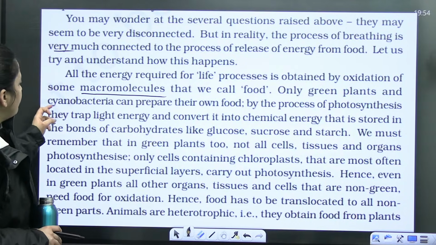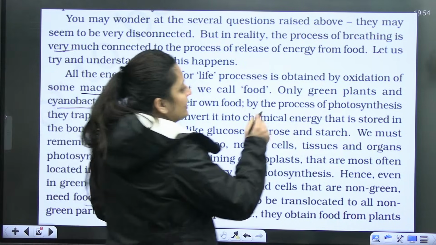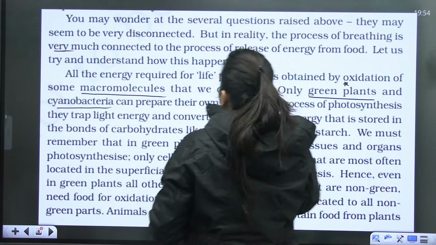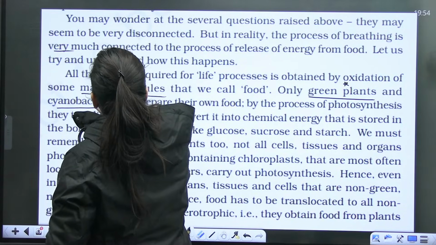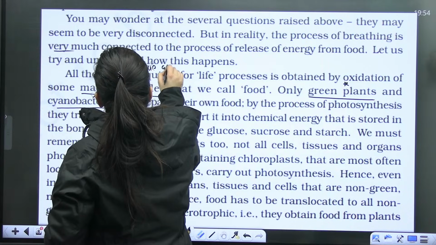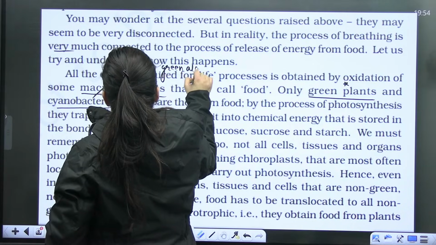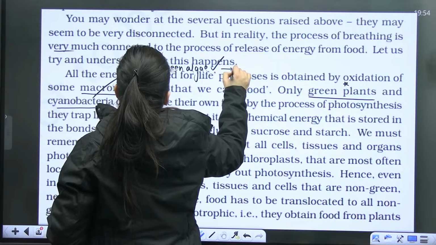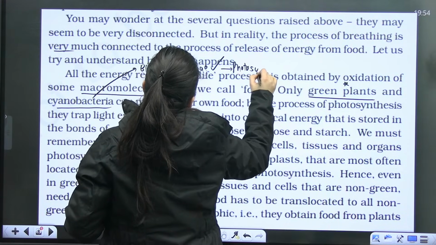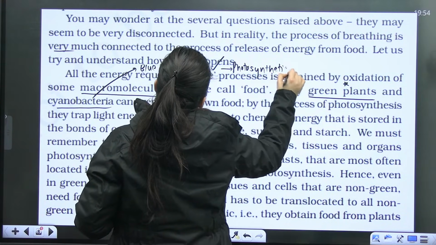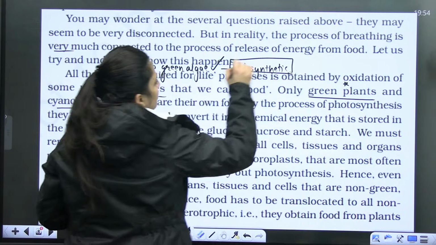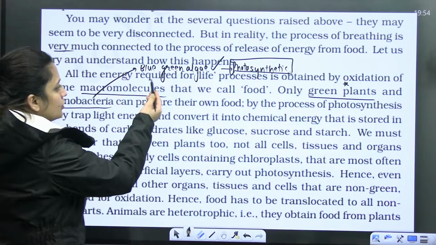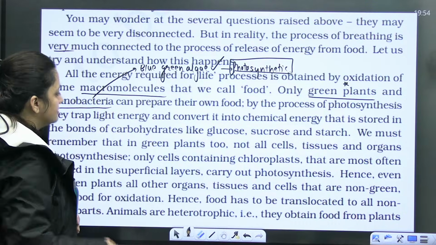Right, so only green plants and the cyanobacteria. Green plants, you know, are photosynthetic. What is cyanobacteria? Your blue-green algae, which belongs to Monera. It is photosynthetic. We know that. These are the first organisms on this earth which release oxygen, right? They perform oxygenic photosynthesis, right?